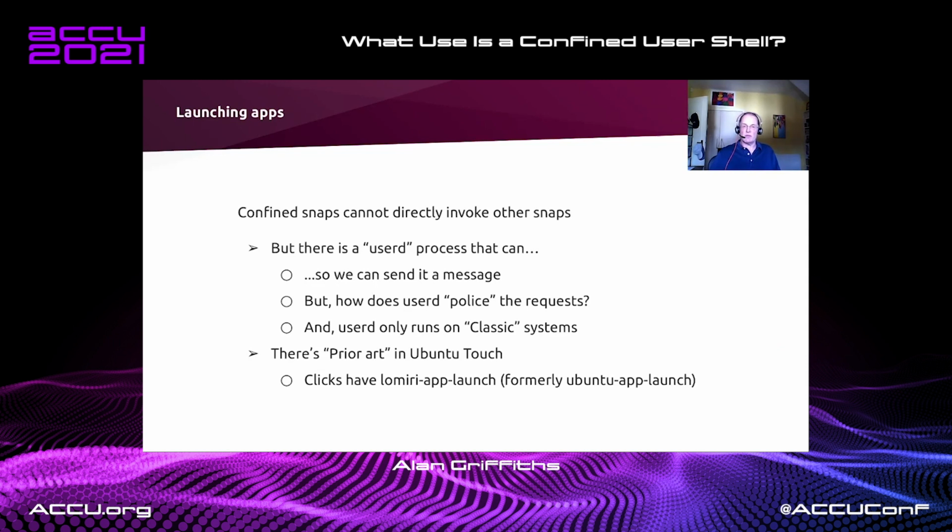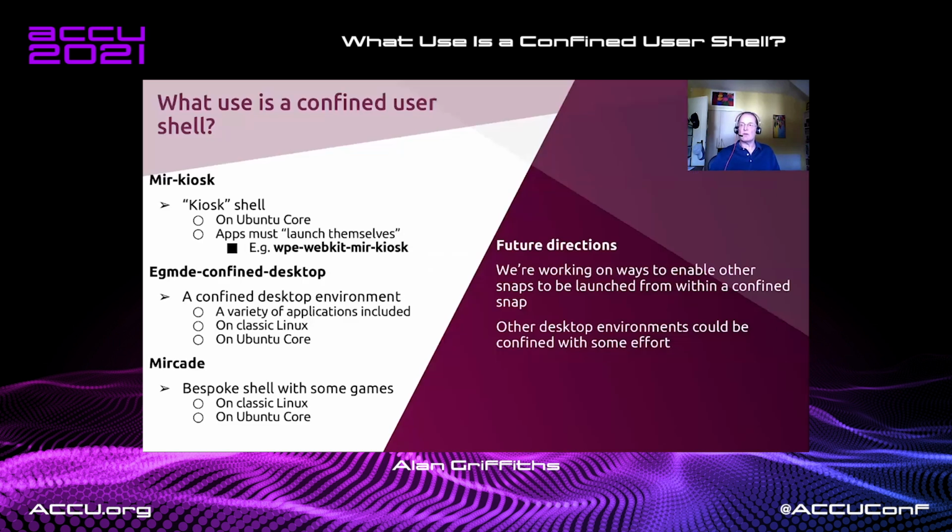On desktop type systems, there's a usd process that we can send a message to, but that would have to know what to do with the message. It would need to know what rules there are for valid messages, and it's only available on classic type systems. It's not available on Ubuntu Core, at least not yet. The Ubuntu Touch system that I alluded to in relation to clicks had some prior art. It had an app launch process that did pretty much the same thing. So that's a future direction that I've been working on.